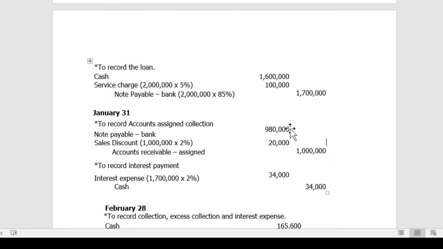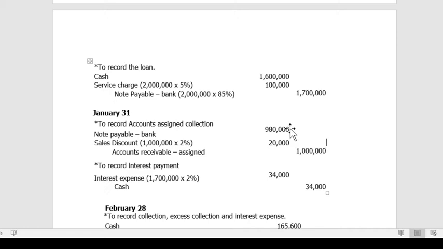Okay. Dahil na-receive na yan ni bangko and may utang ka kay bangko, anong gagawin mo? Babawasan mo na ang iyong liability kay bangko. So, yan ay nasa bangko na yung pera na yan. So, debit, note payable bank, 980,000.